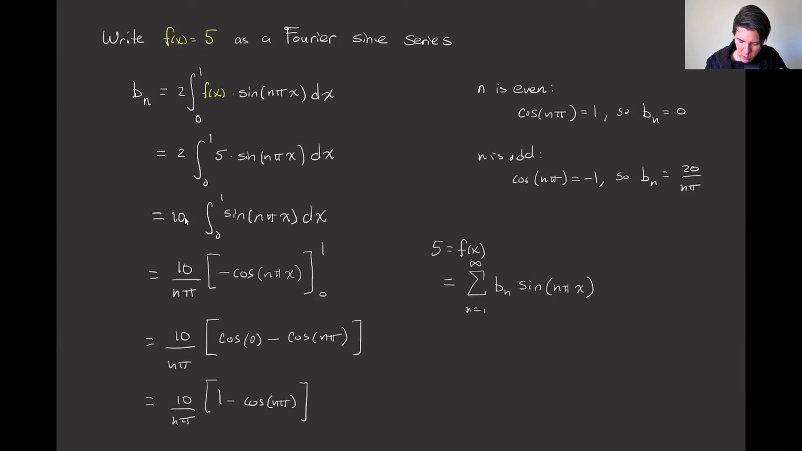And now we know what the b sub n's are. Actually, I can't write a nice formula for them because they alternate between 0 and something else, but I can write out the terms expanded. This would look like b1 sine pi x plus b2 sine 2 pi x plus b3 sine 3 pi x plus etc.